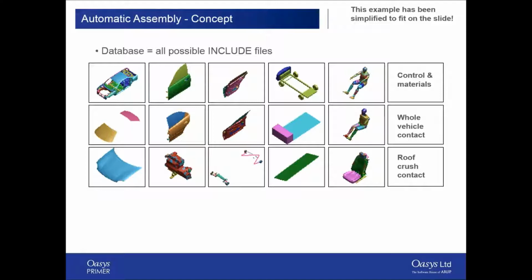And as I said, this is a simplified case. You'll very likely have many more include files than you see on the screen here. But you can see here we've got a vehicle model, we've got door include files, we've got barriers, we've got occupants, we've got seats. And then we've got things like control cards, materials, contacts, and so on. So the database includes all the individual include files that you might want to use to build some models.